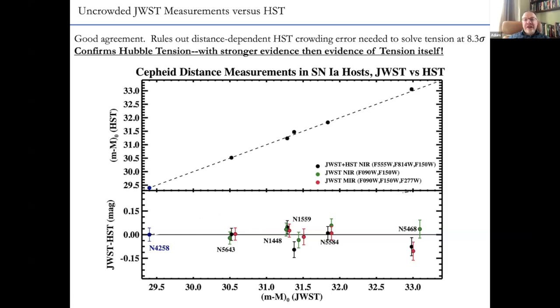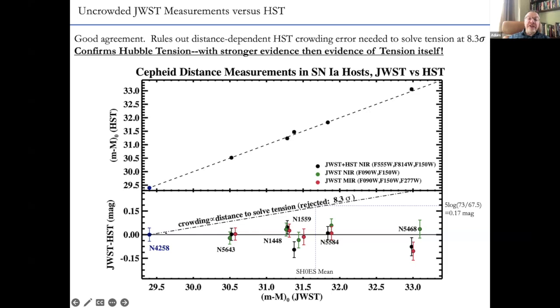What would this have looked like if we found that there was a problem with the Hubble Space Telescope measurements that solved the Hubble tension? Well, the data would presumably follow a line very much like this, as we went beyond NGC 4258, if we were systematically misestimating the brightness of Cepheids at HST resolution, and if that became enough to solve the Hubble tension, that is the difference between H naught of 73 and 67.5, which is about 0.17 magnitudes at the mean of the sample. So I've drawn a line from NGC 4258, where presumably the effect would grow, to reach the mean of our sample. We can rule out that story at about 8.3 sigma.